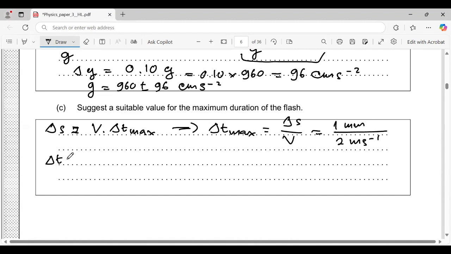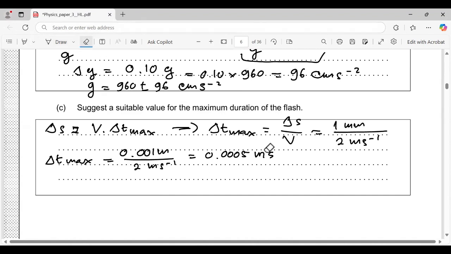So delta t maximum equals 0.001 meters, we need to convert to meters because the unit is meters per second, divided by 2 meters per second. And the result is 0.0005 second, and it's going to be 0.5 milliseconds.